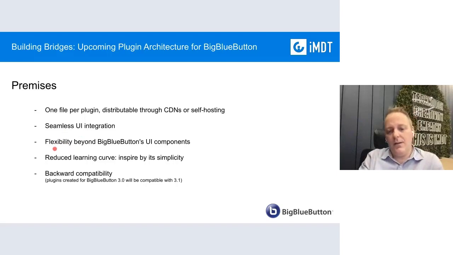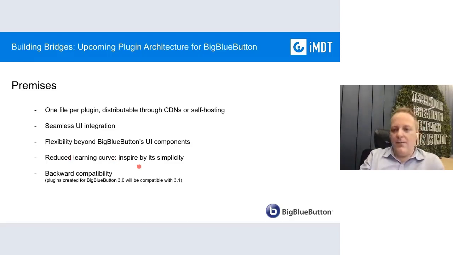But we also want to have the flexibility beyond BBB UI components. It means that, okay, we want a plugin to be able to add a button so the user doesn't notice it comes from a plugin. But what if the plugin wants to use a different React library, a different thing? So it's going to be possible also. So yeah, we want seamless UI integration, but we want to preserve the flexibility for the plugins so they can have their own UI components.